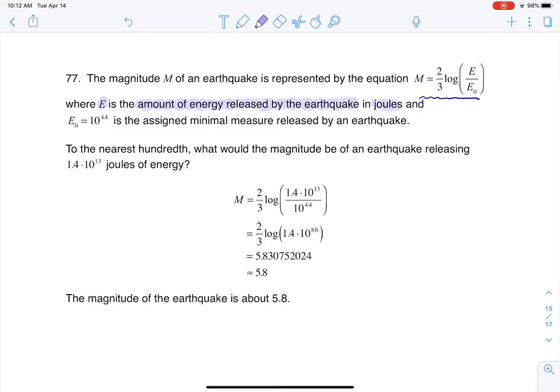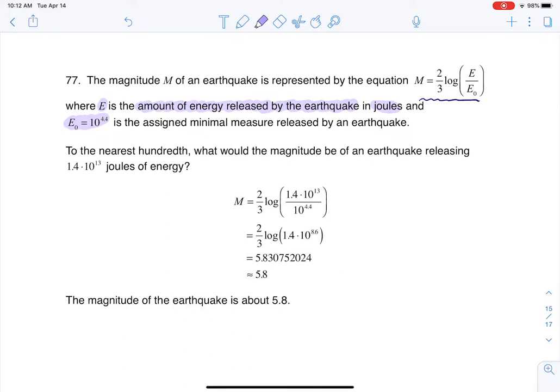And then this E sub zero, I would say it's the denominator in the argument of your logarithm. This is the minimal amount of energy that's released by an earthquake, or the assigned minimal measure, they're saying. So then we get asked, what would the magnitude be if you found out the earthquake that just happened released that many joules of energy?